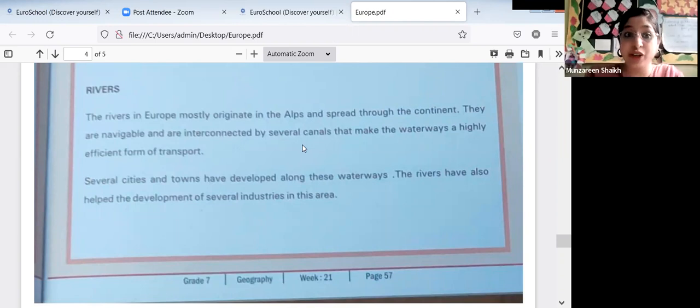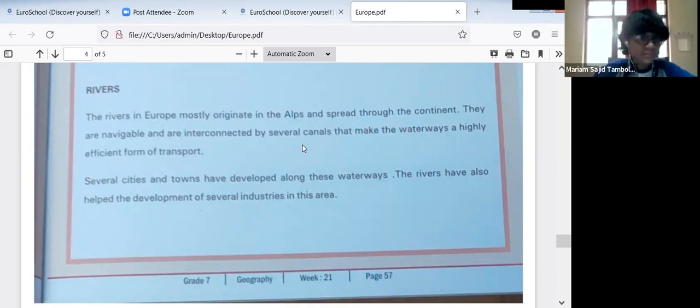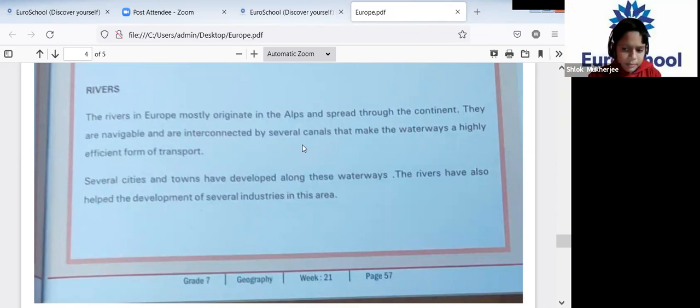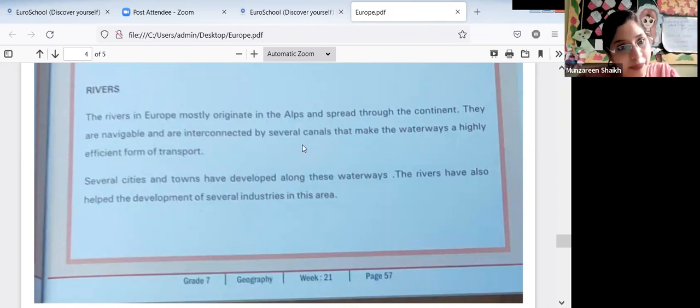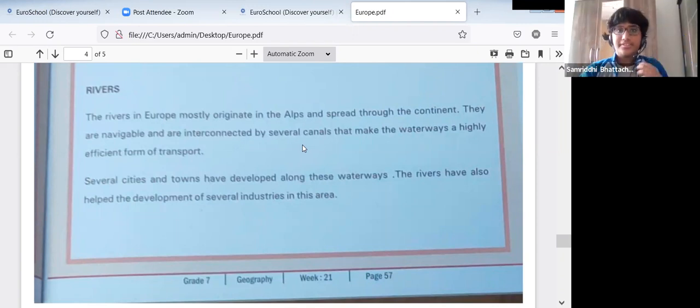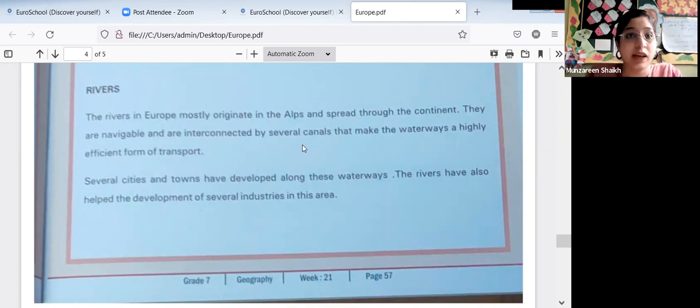The rivers in Europe mostly originate in the Alps. Please underline this. You remember that while studying the rivers of Africa, we also studied the path of the rivers. Similarly, the Nile formed a delta at its tip. Yes, very good, Sujal. And what was one more thing which surprised us? There were three tributaries: the Blue Nile, White Nile, and the Atbara River. So now over here also we will see the path of the river.